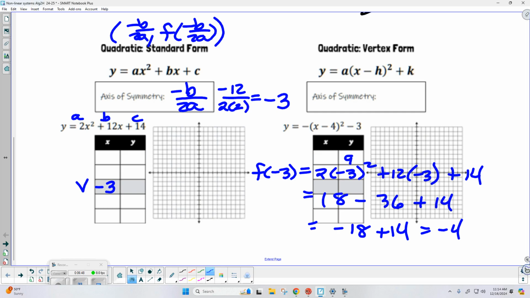Now remember, your order of operations, once you get it down to nothing but adding and subtracting, you go from left to right. So the 18 minus 36 gave me the negative 18. Then I added on the 14. That's where I got the negative 4.